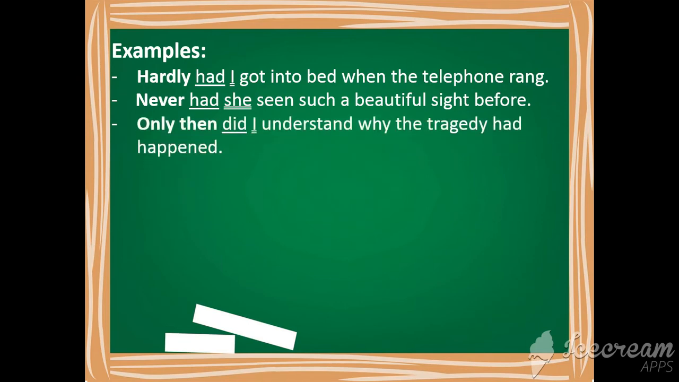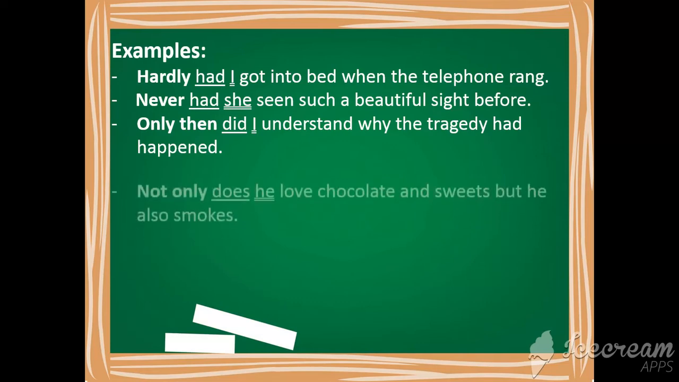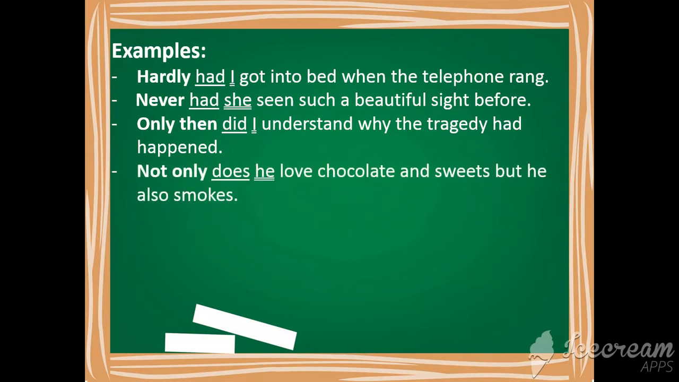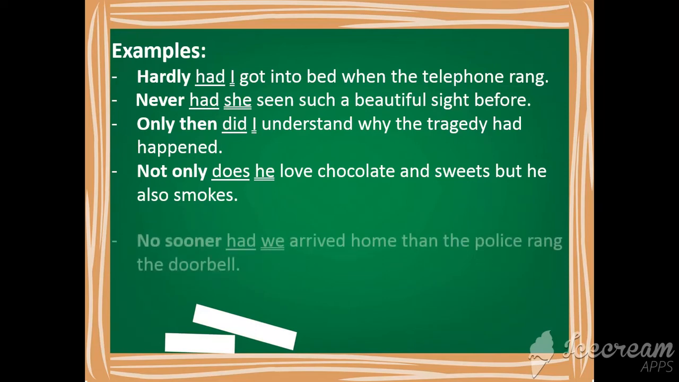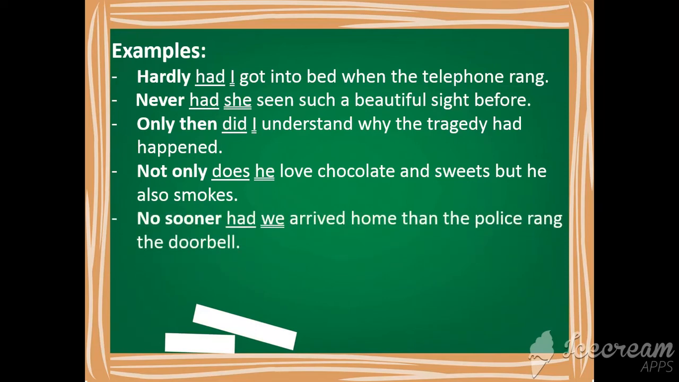Only then did I understand why the tragedy had happened. The same thing here. Not only does he love chocolate and sweets, but he also smokes. The same thing here. You see, the inversion is in the first part of the sentence and not in the second part. He also smokes. The subject comes before the verb. It's because it's the second part of the sentence. No sooner had we arrived home than the police rang the doorbell.